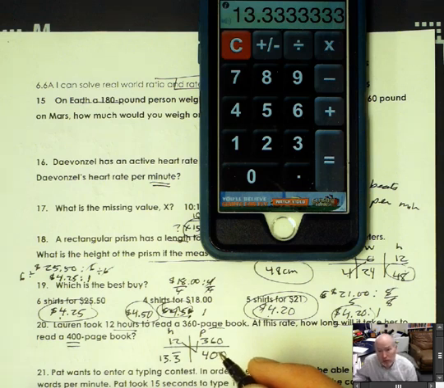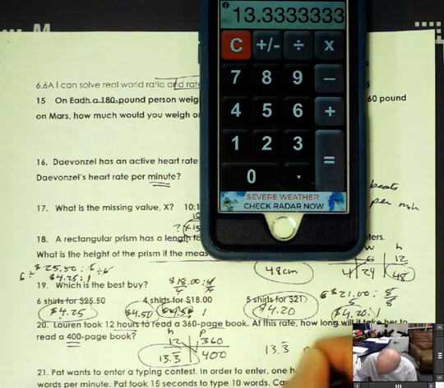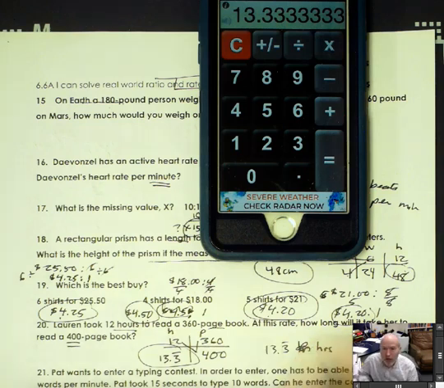13 hours and 20 minutes, right? Okay, sounds great. So it's 13.3 repeating hours. That's the worst looking H I've ever seen. There we go. 13.3 hours.